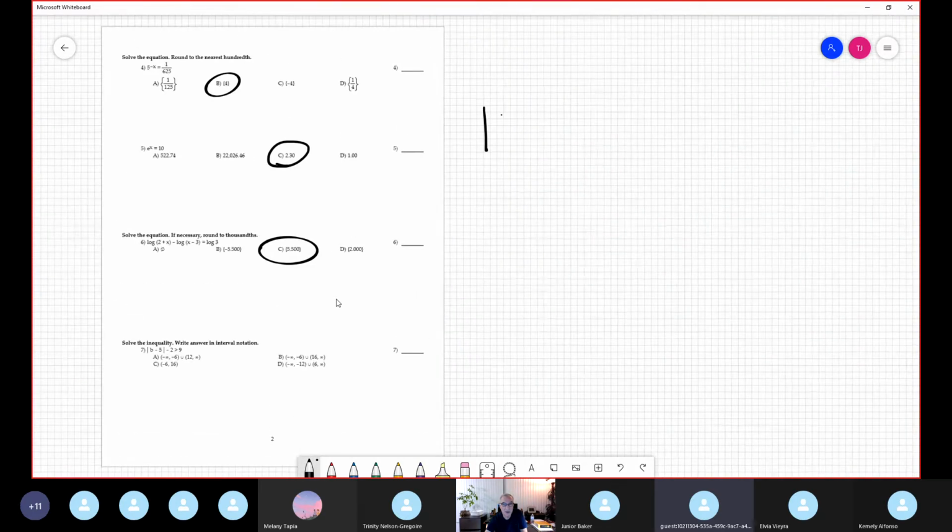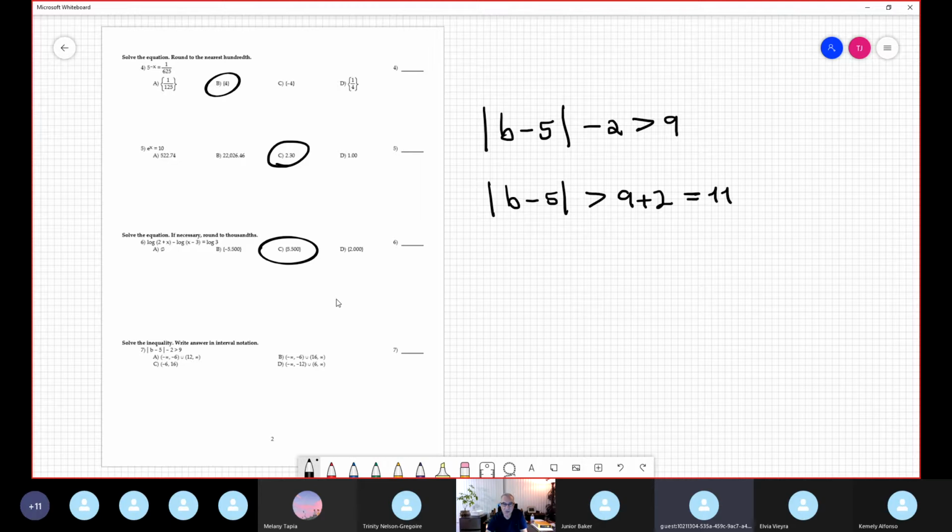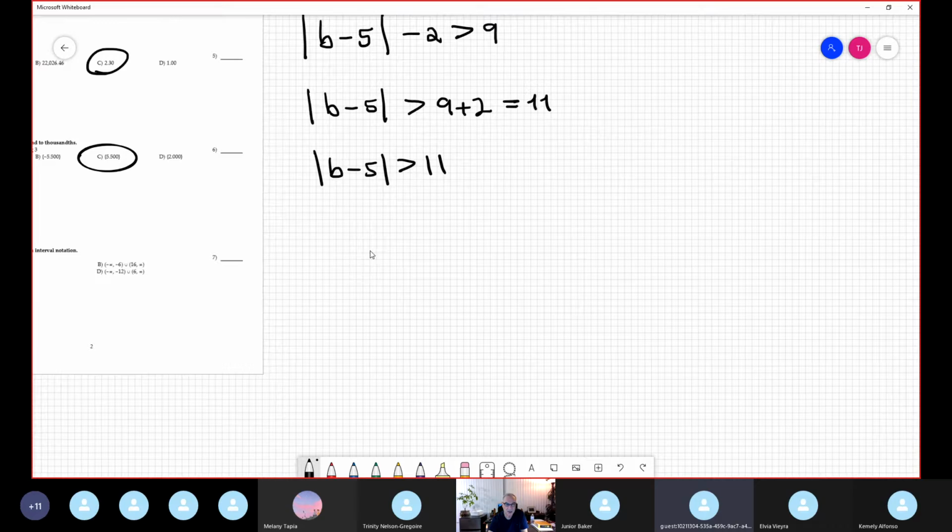It's the absolute value of b minus 5, minus 2, greater than 9. This is an inequality using absolute value. That's easy. Remember, you solve for the absolute value expression. So it's 9 plus 2 is 11. Actually, my inequality is the absolute value of b minus 5 greater than 11. And remember, you divide in 2 pieces because it's greater than. One piece is b minus 5 greater than 11, or b minus 5 less than negative 11.